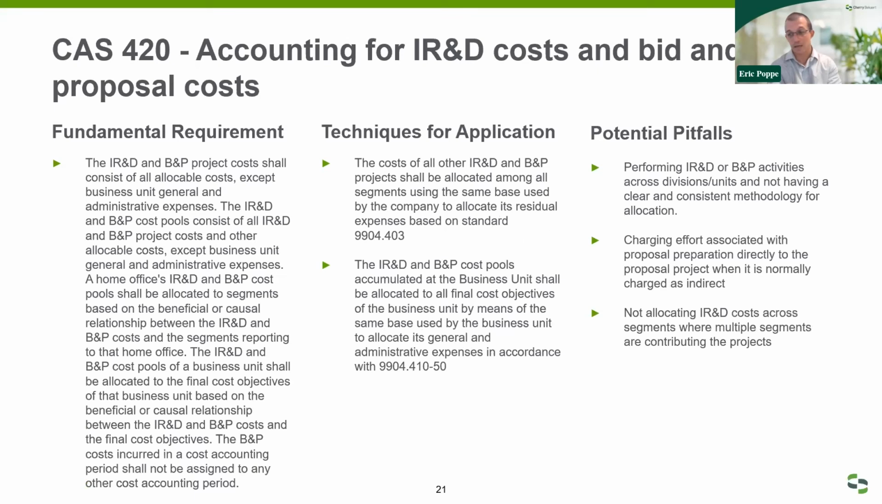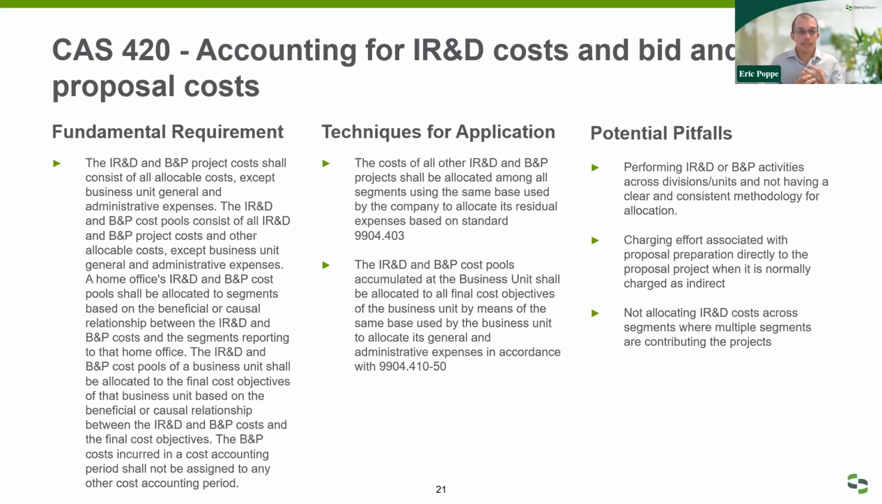So moving on to the last standard that we are talking about today, it's CAS 420, which is the allocation of IR&D costs and bid and proposal costs. There are definitions for bid and proposal and IR&D. The general purpose is that these two costs should be treated like they're kind of direct in nature, like a direct project, and you should be able to identify those costs together, and then allocate those costs to the cost objectives in a similar manner to how you would allocate home office costs or G&A costs, depending on where you bucket that.